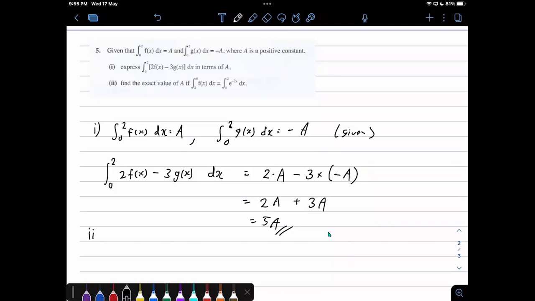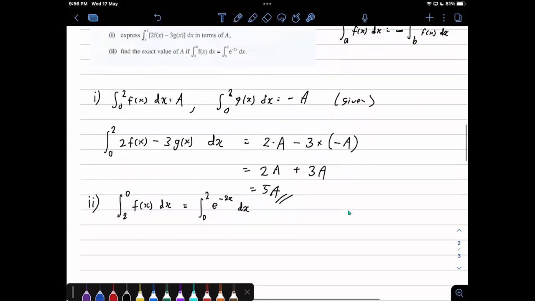Okay, moving on, part 2. Find the exact value of a if the integral from 2 to 0 of f(x) dx equals the integral from 0 to 2 of e power negative 2x dx. Copy first. How come the 0 on top? It's just negative a, right? Yes, correct. Just negative a. When you swap the limits around, you just have to times negative 1. So the integral from a to b of f(x) dx equals negative 1 times the integral from b to a of f(x) dx. You swap the limits, you introduce an extra negative.